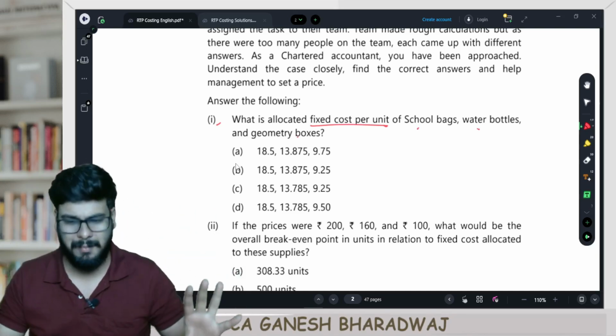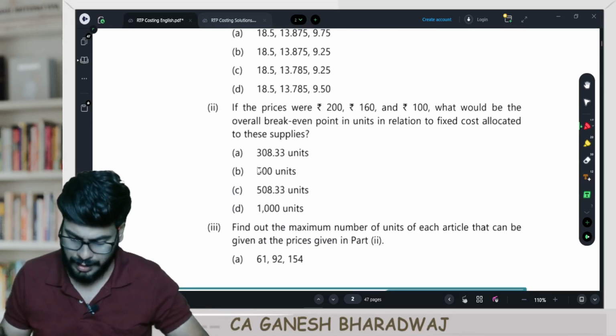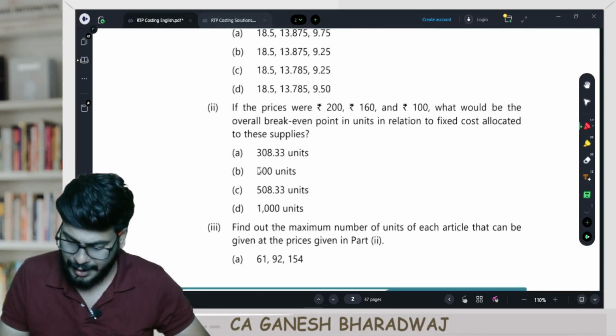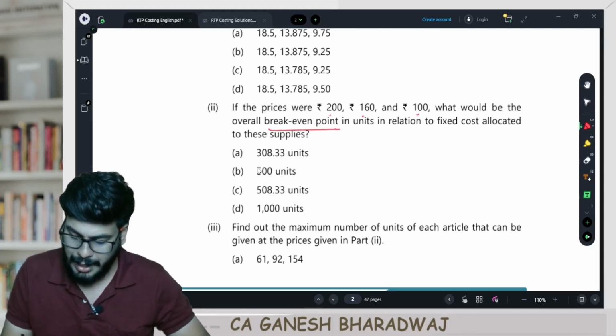Okay, so there are some 3 products the company deals in. They are asking for some fixed cost per unit. Fine. Let's go to the next question. If the prices were set at 200, 160 and 100 rupees, what would be the overall break-even point in units in relation to the fixed cost allocated?